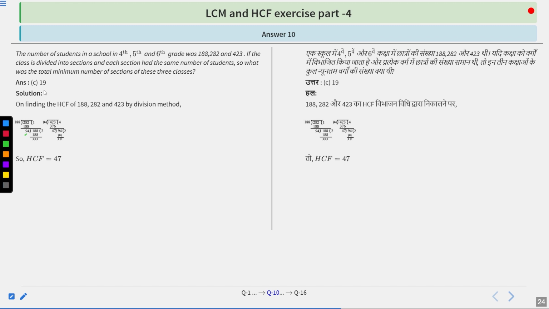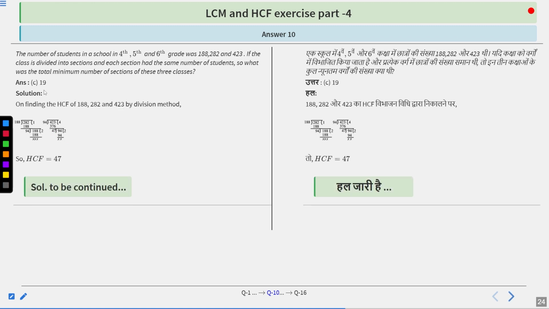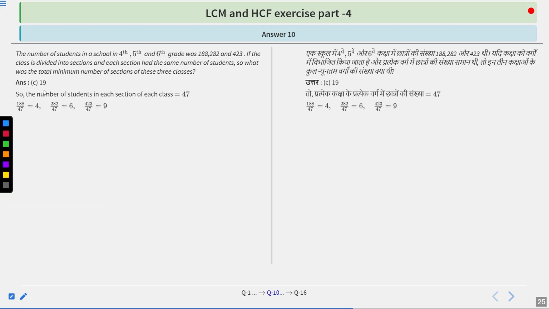Now to check this, we divide the remaining number, that was 423, by 94. So 94 4s are 376, but the remainder was 47. Now dividing the previous divisor 94 by 47, we get 47 into 2, that is 94, remainder is 0. So the last divisor in this chain was 47. So that means HCF is 47. So what was the total number of sections of three classes? So HCF was 47. That means number of students in each section of the class can be 47.